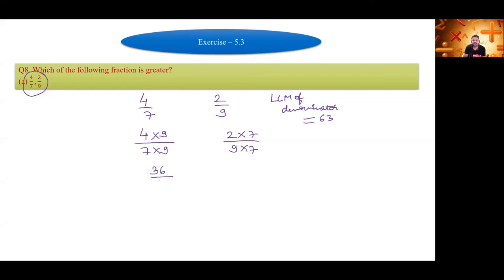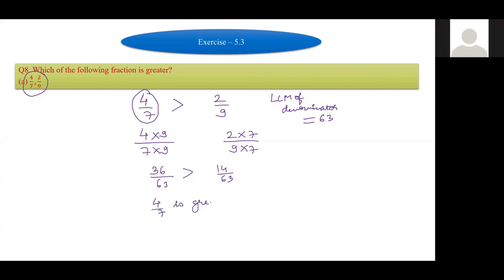So, 4 into 9 is 36 upon 63. And this is 14 upon 63. Now compare which one is greater. Now the denominator is same. That means compare the numerator. 36 by 63 is greater, so that means 4 by 7 is greater. So write down the answer. 4 by 7 is greater. I am using only one method for all the fractions. You might be noticing that.